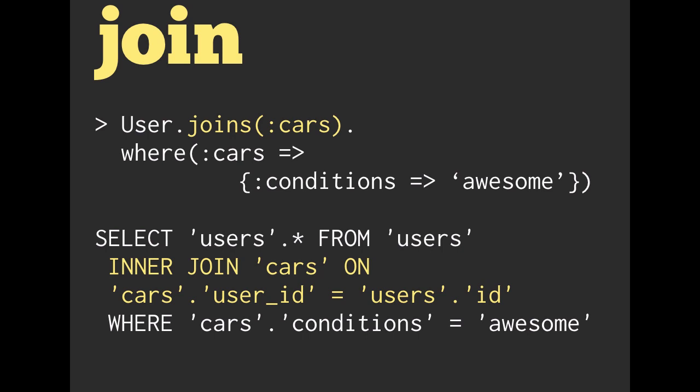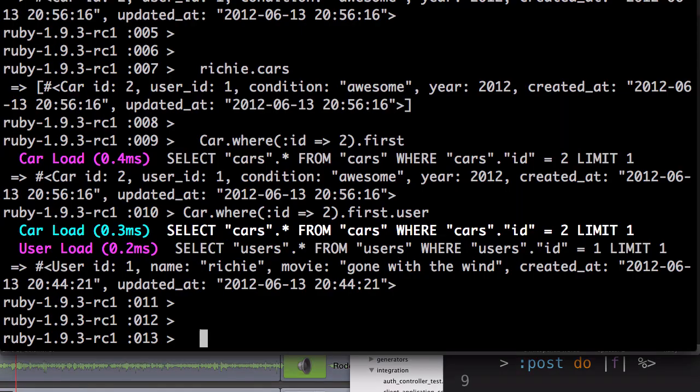There's an inner join and an outer join. We're going to talk about that a little bit later. And then finally, it's going to use this where clause to form cars.condition, or condition in our case, is equal to awesome. And that is going to pull back all of the users who have a car in awesome condition. So let's go ahead and actually try that in Rails.